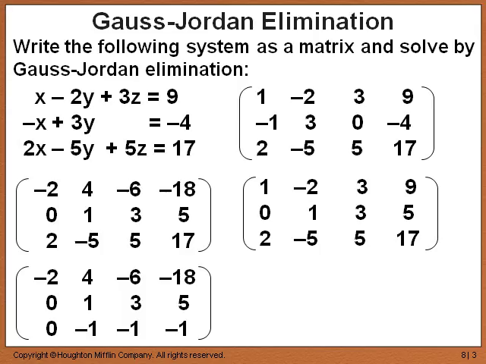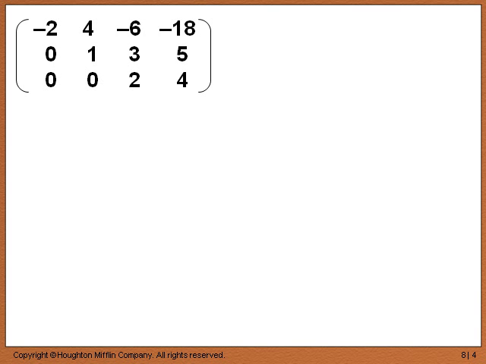All right, getting closer to row echelon form. And now I can simply add row 2 to row 3, and that'll eliminate the y coefficient in the third row. And I end up with this matrix. This is the matrix that I end up with.